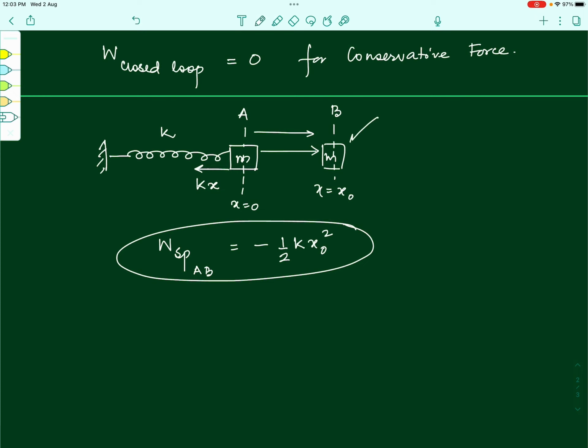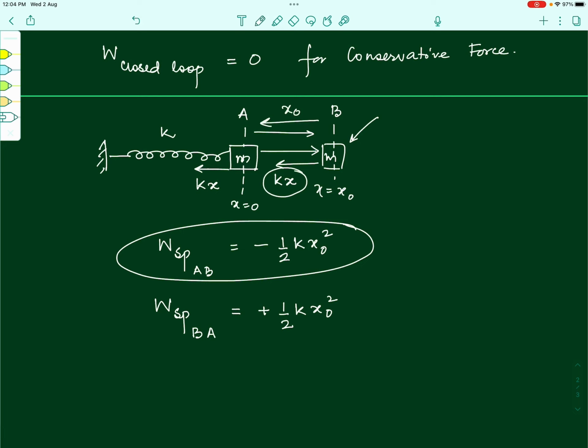Now, after taking the block to the position B, if we now bring it back to the position A, as it comes back, do we understand that the spring force will still be towards the left? Because the spring is in a stretched state, it will always try to pull the block towards itself, back to the natural length. So, can we say the work done by the same spring, now when the block moves from B to A, will be half k x naught squared only, but with a plus sign now, plus half k x naught squared. This we can understand because now kx, the spring force, as well as the displacement x naught will be in the same direction.